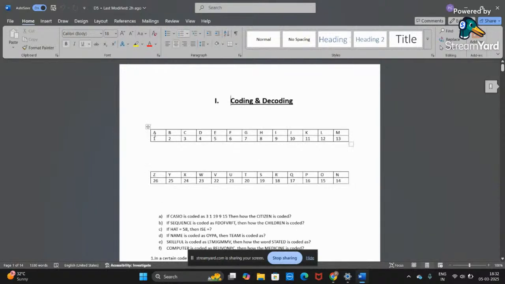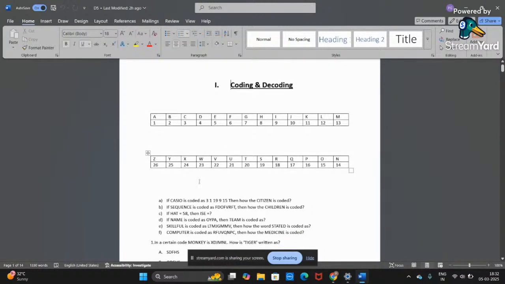In this, we have to know the alphabets which are arranged in ascending order. For A we'll assign 1 and B we'll assign 2, and so on, for Z we assign 26. Totally there are 26 alphabets and for each we're assigning the numbers 1, 2, 3, 4, 5, 6 till 26. By using this table, let's solve these problems.